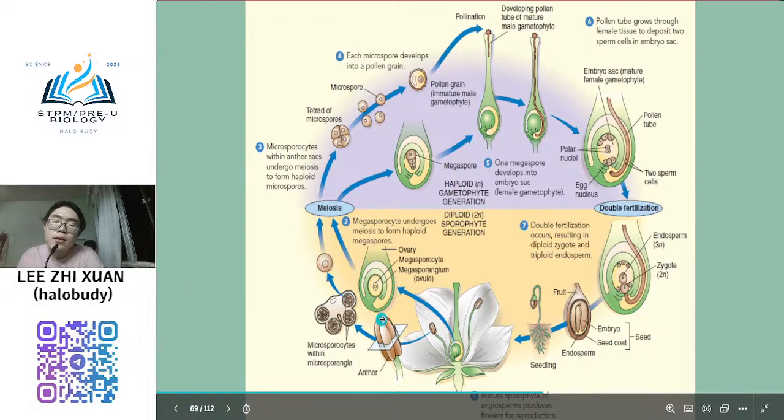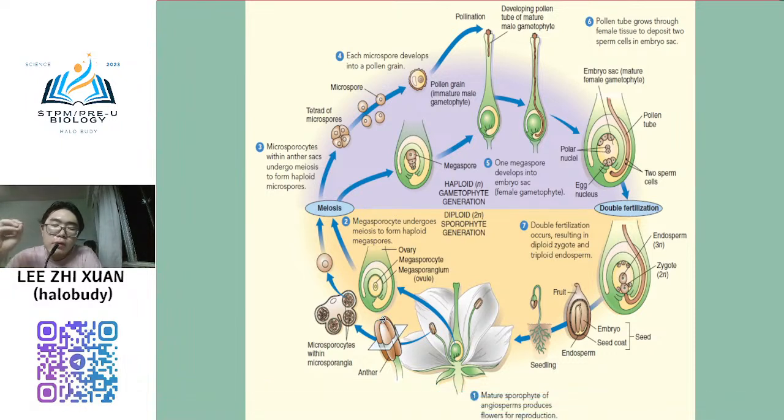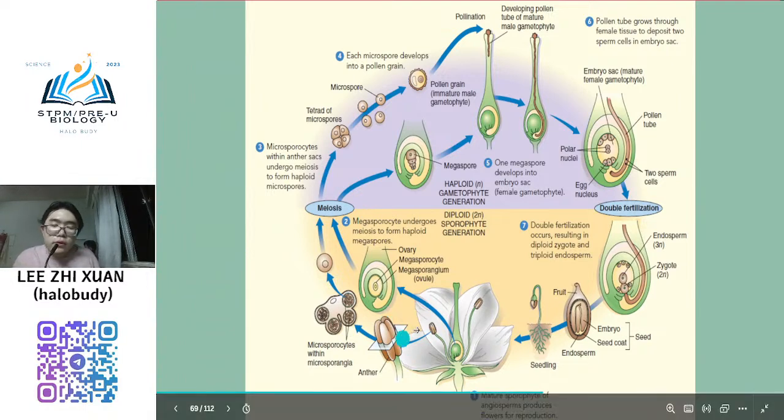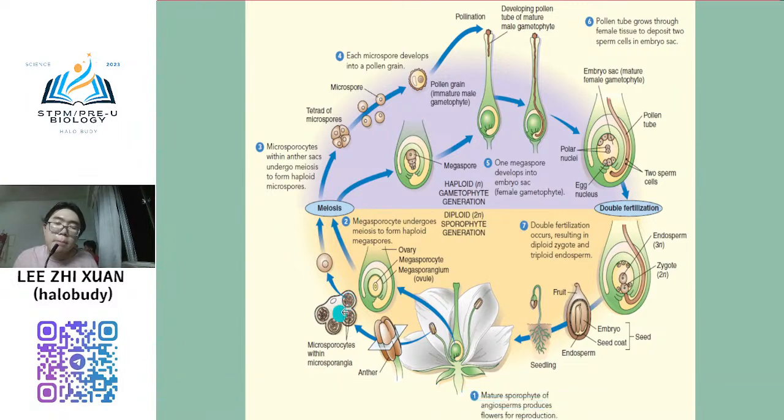Okay. So if I repeat again, remember that the anther contains microsporocyte, and this is the place, the site of production of the pollen grain. After that, it will undergo the meiosis process to produce microspore. This is the spore, the initial structure of the pollen grain. After that, it will develop into the pollen grain.